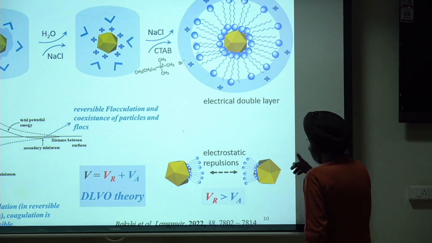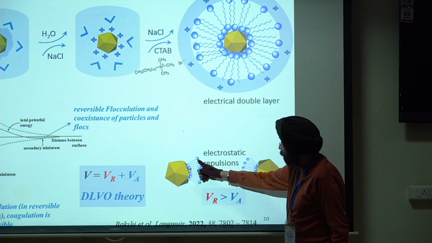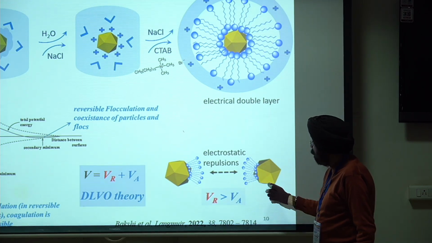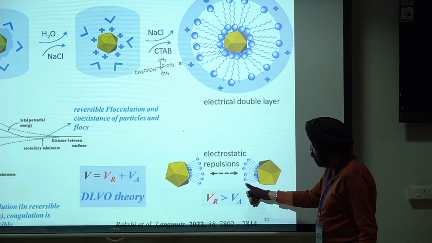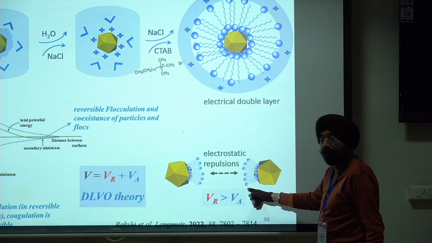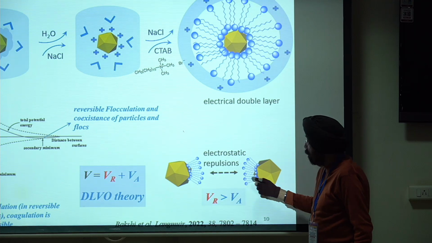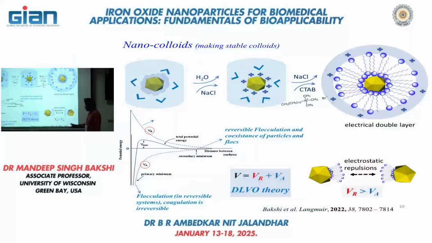These are known as electrostatic repulsion. You see, this is the bilayer on one gold nanoparticle, and this is the bilayer on another gold nanoparticle. This is positively charged if the surfactant or surface molecule is positively charged. Here also positive charge, so repulsions are going to occur, and hence there is no way this gold nanoparticle fuses with this one, and hence you achieve the colloidal stability.